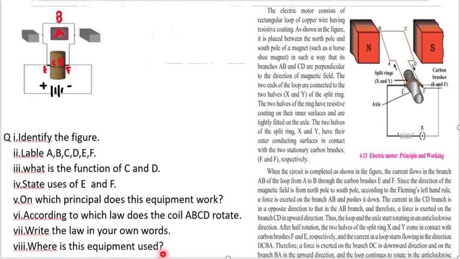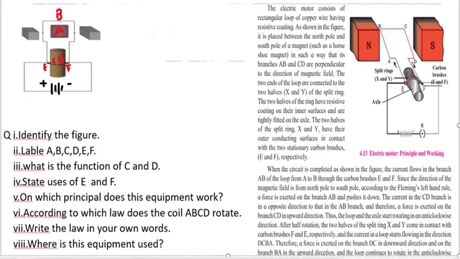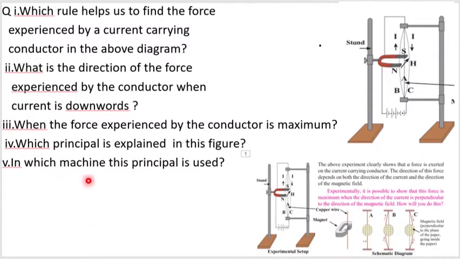Where is this equipment used? This equipment is an electric motor. So the electric motor is used in fan, refrigerator, mixer, washing machine, computer, pump, etc. Let us move to our next diagram based question.